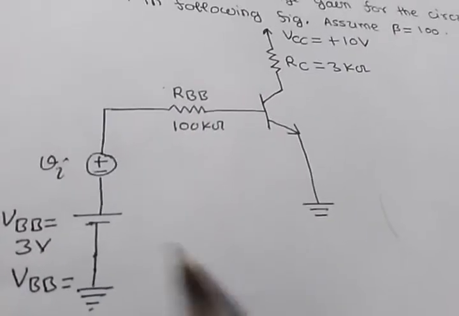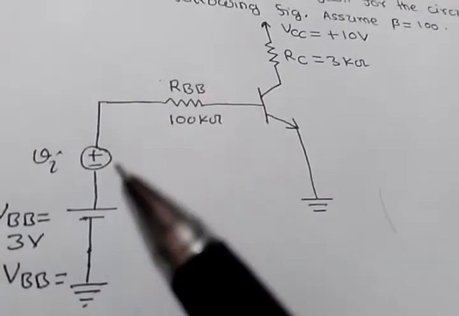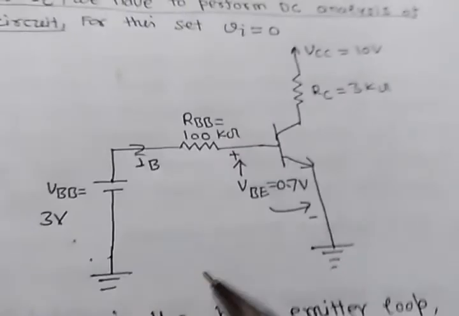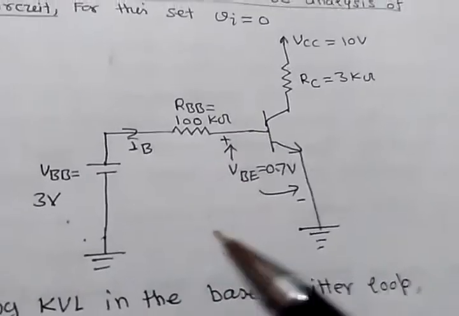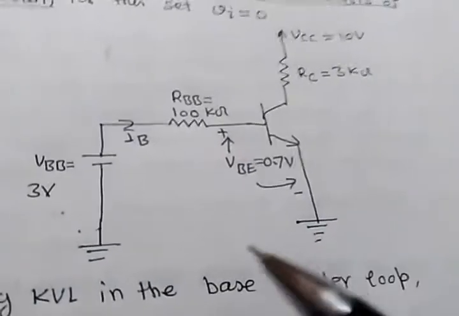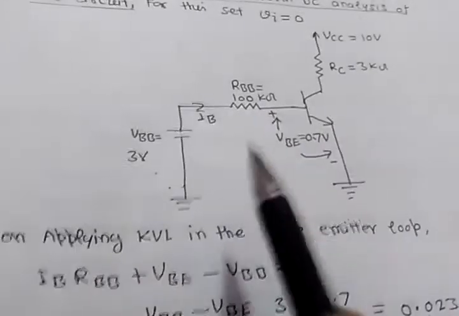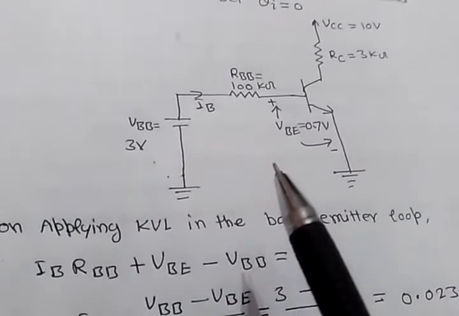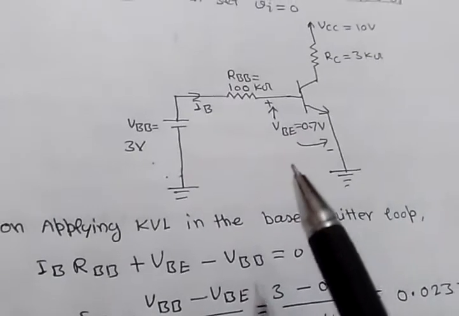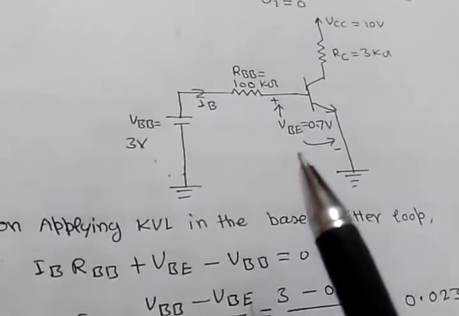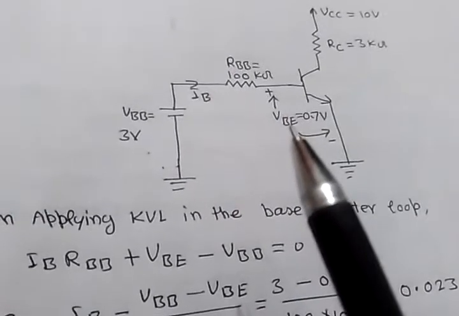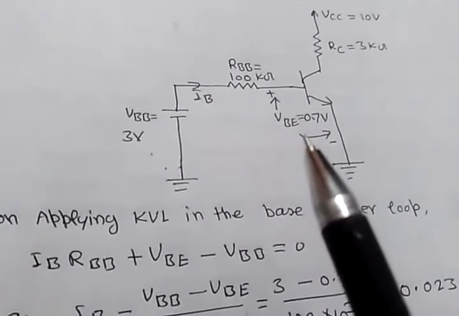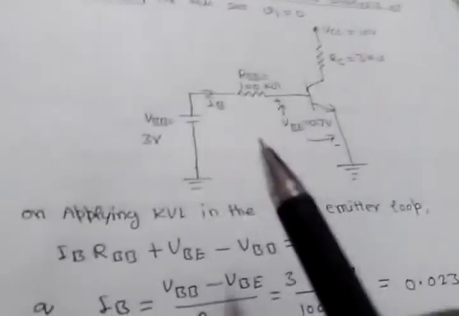For DC analysis we have to set Vi equals 0. So we will draw the given problem again for the DC circuit, which is like this. The material of the transistor is not given, so I am considering a silicon transistor. For a silicon transistor, the base emitter voltage VBE is 0.7 volt as indicated in this figure.